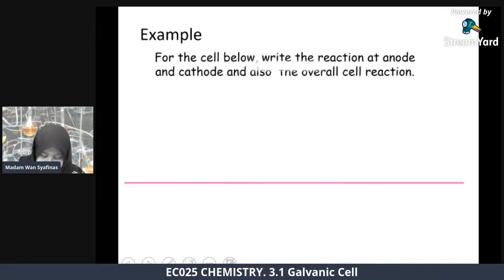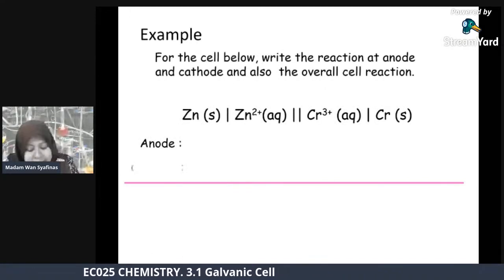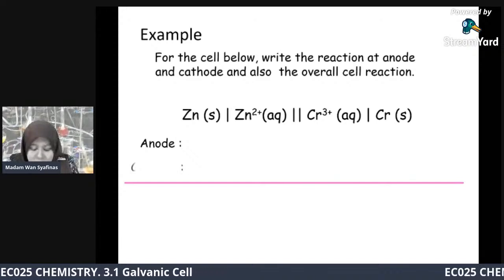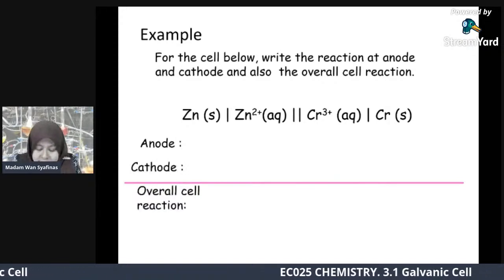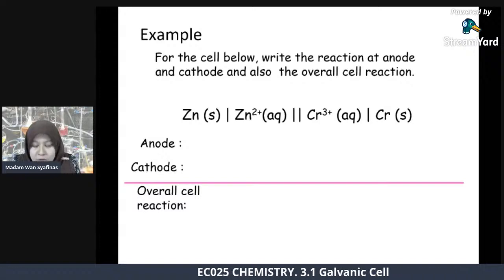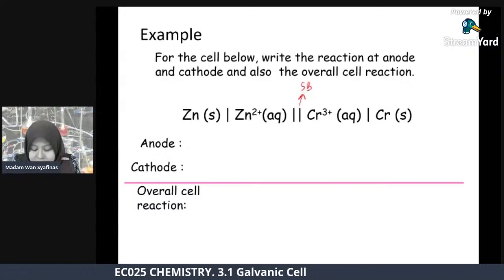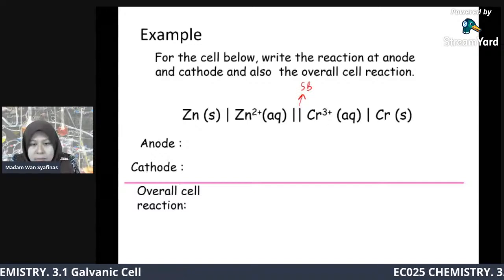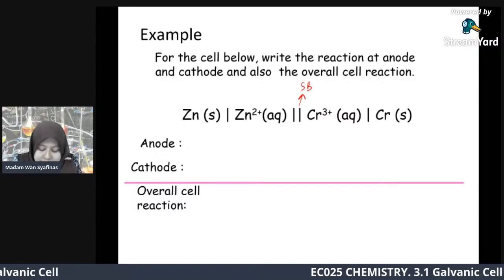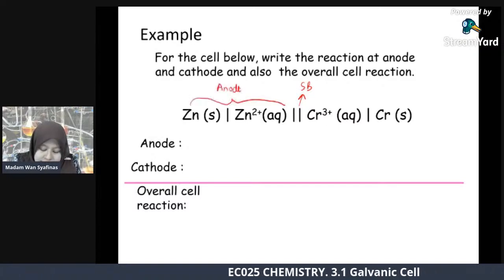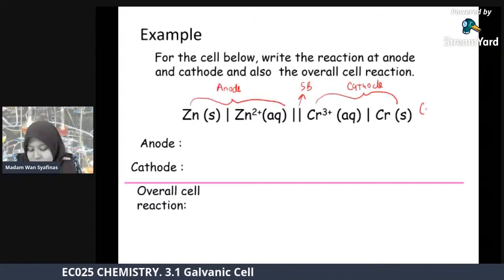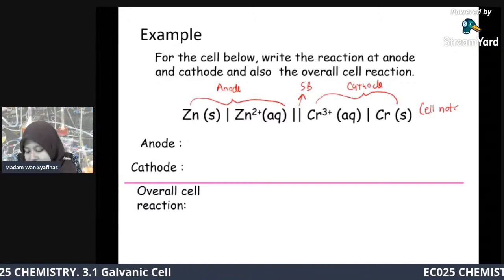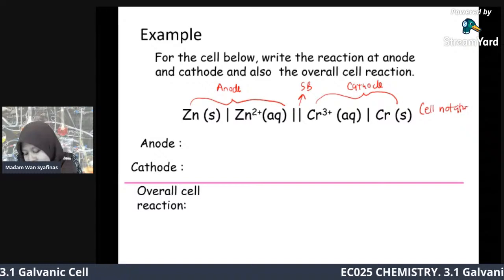Okay, let's look at an example. For the cell below, write the reaction at the anode and cathode and also the overall cell reaction. So from this cell notation, we have zinc 2 plus. This one is the salt bridge. Then we have chromium 3 plus ion and chromium solid. So on the left side, we call it the anode. On the right side is the cathode.